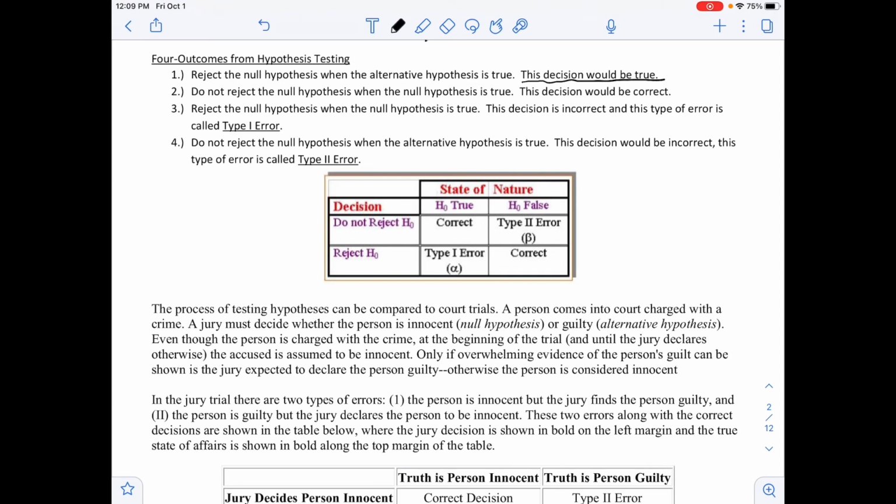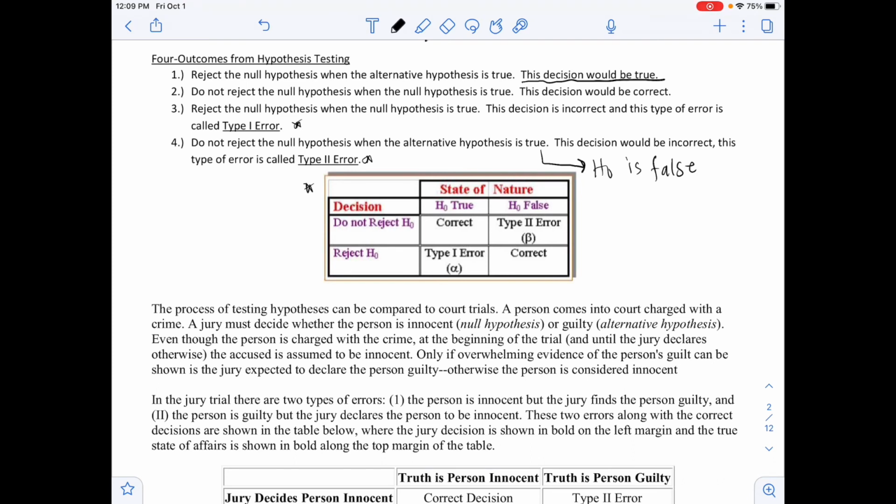And then 4 says do not reject the null hypothesis when the alternative hypothesis is true. So if the alternative hypothesis is true, that means that our null hypothesis, or H0, is false. And since we did not reject that null hypothesis, but it's false, this is a problem also. So this decision would be incorrect, and this type of error is called a type 2 error. So we have what's called a type 1 and a type 2 error, and I have it symbolized in a table right below.